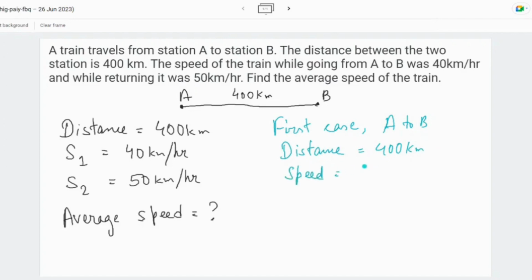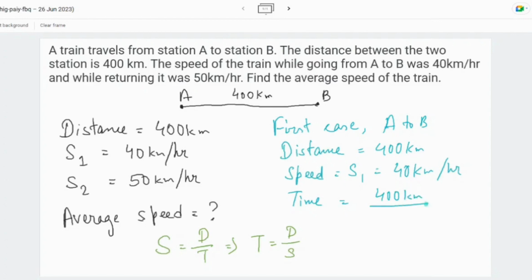Now, I don't know how much time it takes, right? So, time equals to, I don't know, I have to find it out. What's the time? What will be the time? We know that the formula of speed is distance by time. So, from here only I can understand that time equals to distance by speed. So, if I have to calculate time, I'll simply write 400 kilometers divided by 40 kilometers per hour, which when we divide will give us 10 hours, right?